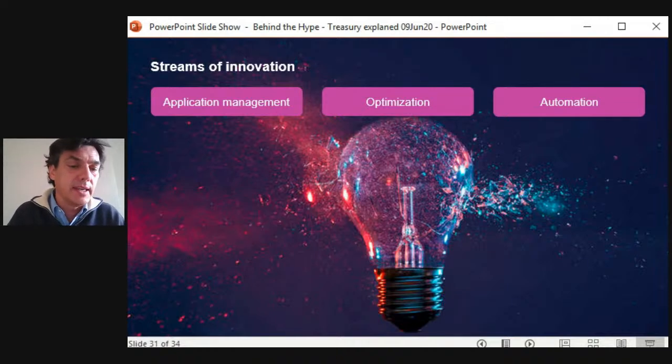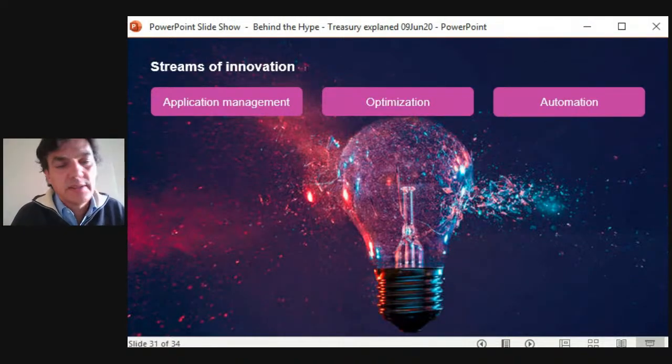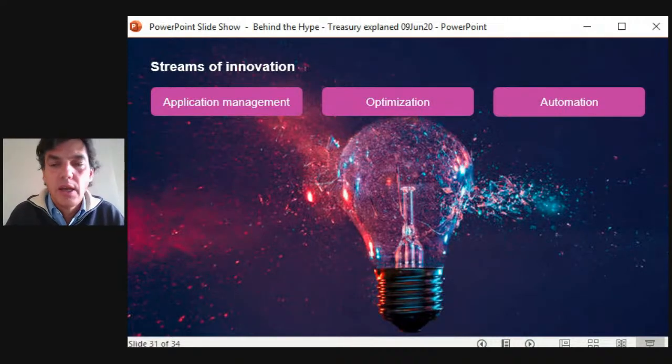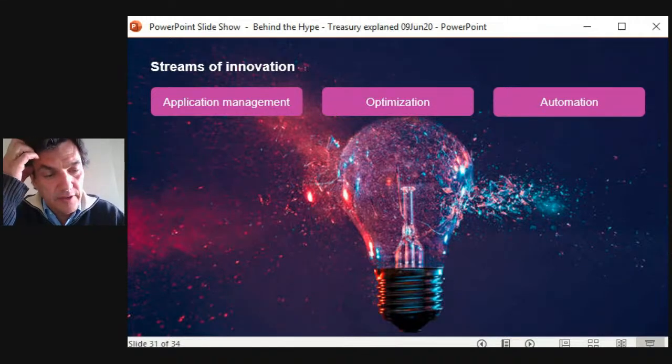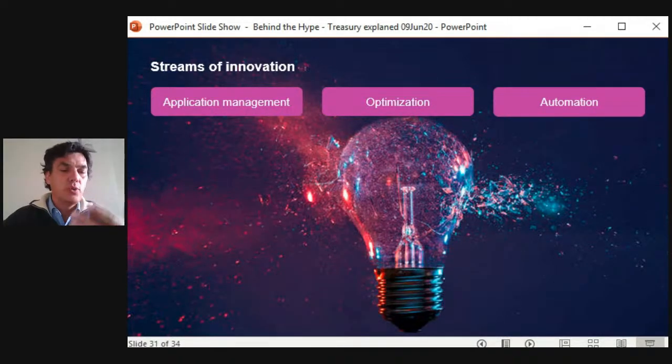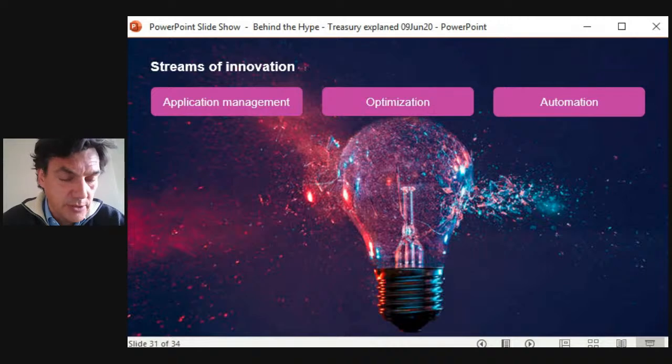So the first one is obviously in application management. I said at the beginning that in Treasury we are using tens of different systems. The infrastructure is very complex. It's a spaghetti-like infrastructure with point-to-point links between the different systems. So it's very difficult, not very efficient. So you will have a change in application management because everything should be managed on the cloud by external people.